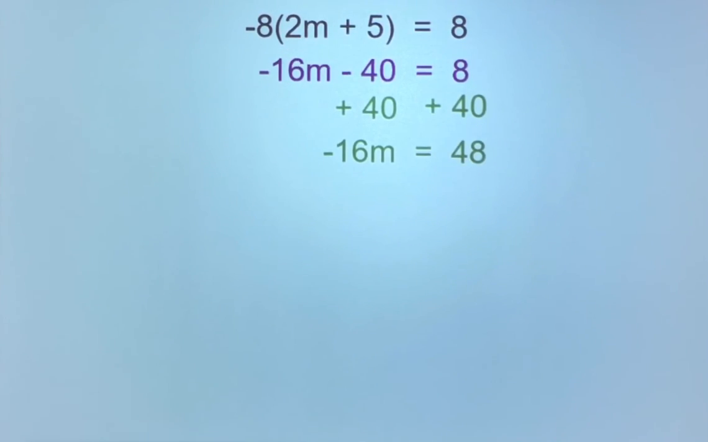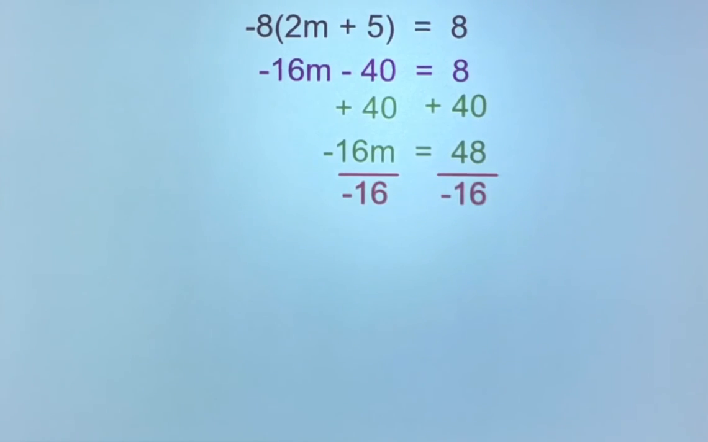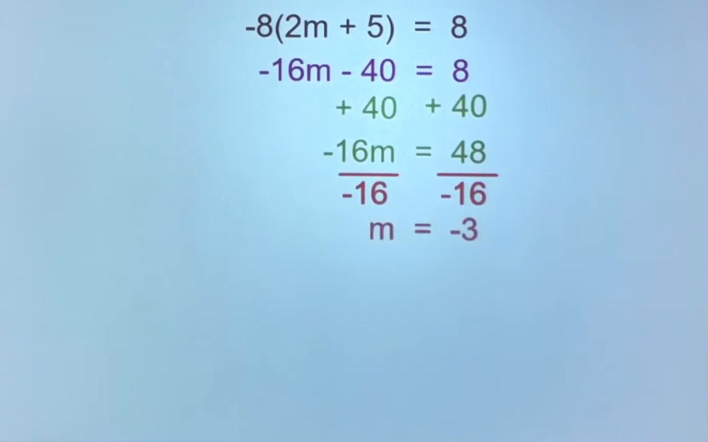Well, negative 16m means negative 16 times m. We need to do the inverse so we can isolate the variable. So we're going to divide both sides by negative 16. When we do that, we're going to end up with m is equal to negative 3.